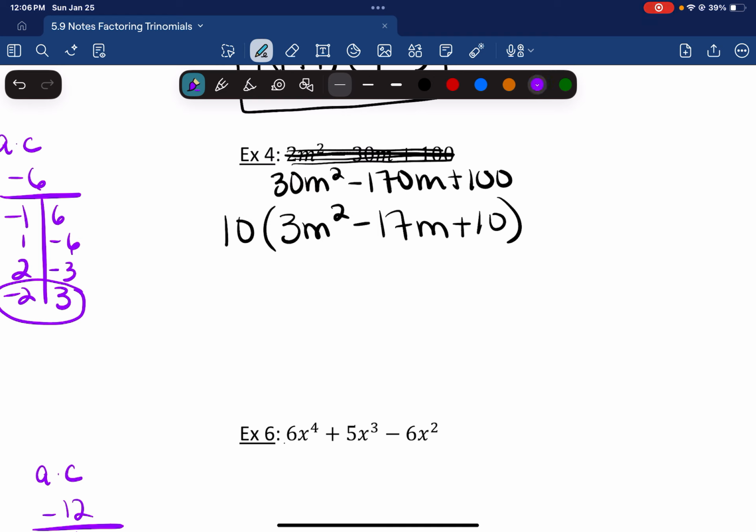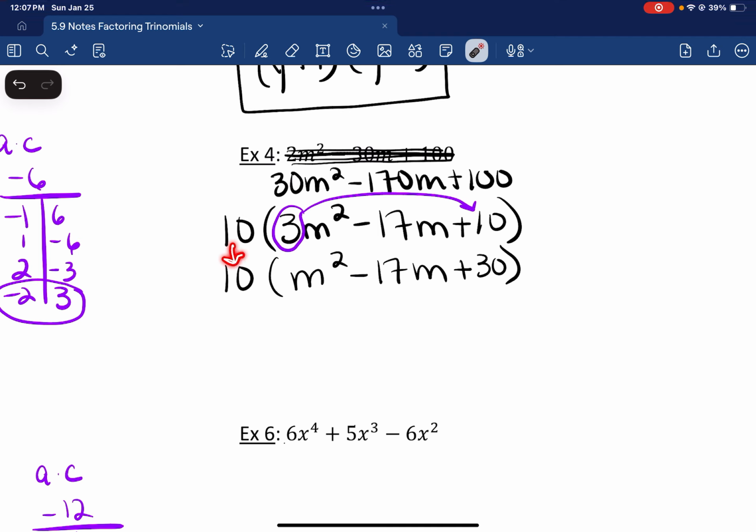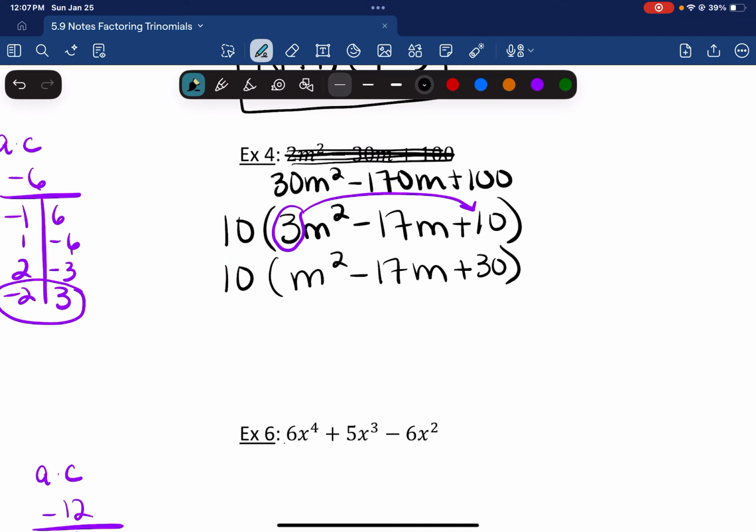So remember, we're taking this a value and we're going to slide it to the back and multiply. So our new trinomial becomes m squared minus 17m plus 30, because we slid that to the back, right? And always bring down your GCF from the beginning. All right, so let's break apart this 30 that's right here on the end. I'll use a different color, this positive 30 right here. So what are the factors of 30 that you can think of? Well, off the top of my head, I immediately go 3 times 10.